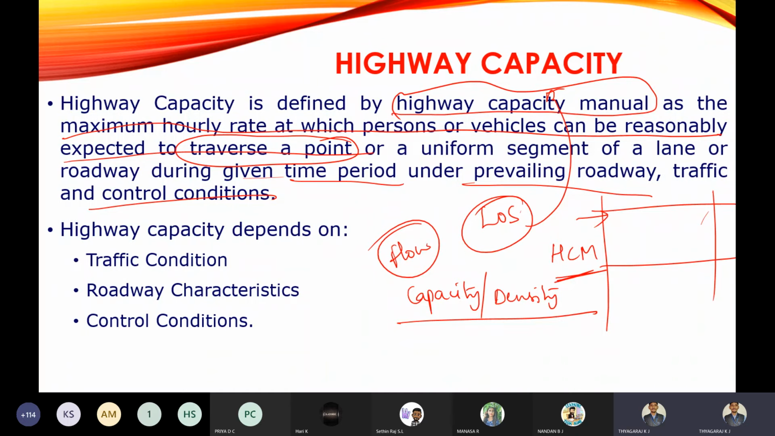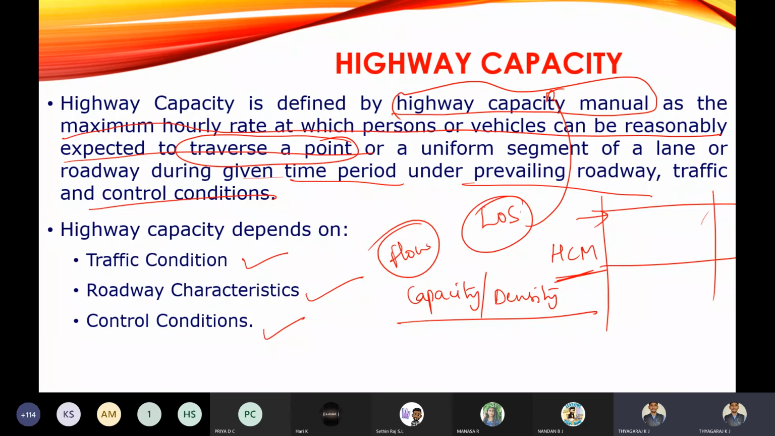So highway capacity, according to the Highway Capacity Manual, is the maximum hourly rate of vehicles or persons moving past a given point. The factors which affect it are traffic conditions, roadway characteristics, and control conditions. Since Indian traffic is mixed traffic, all the various categories of vehicles use the road, and based on the traffic condition we define the highway capacity. Roadway characteristics are the various types of roads.